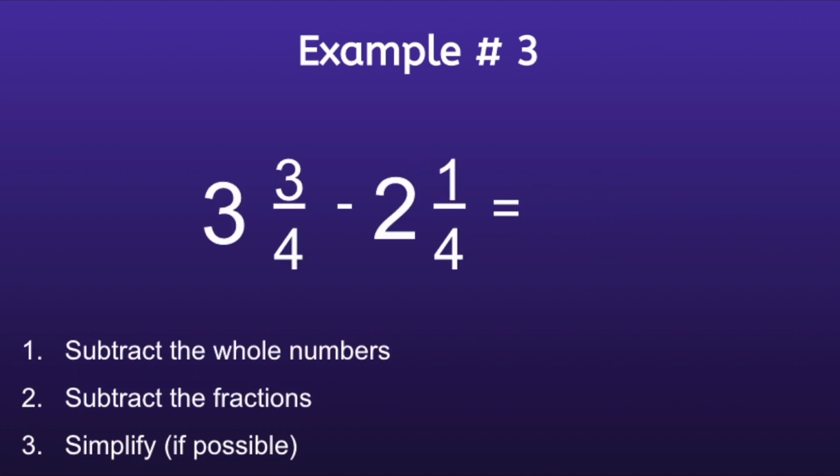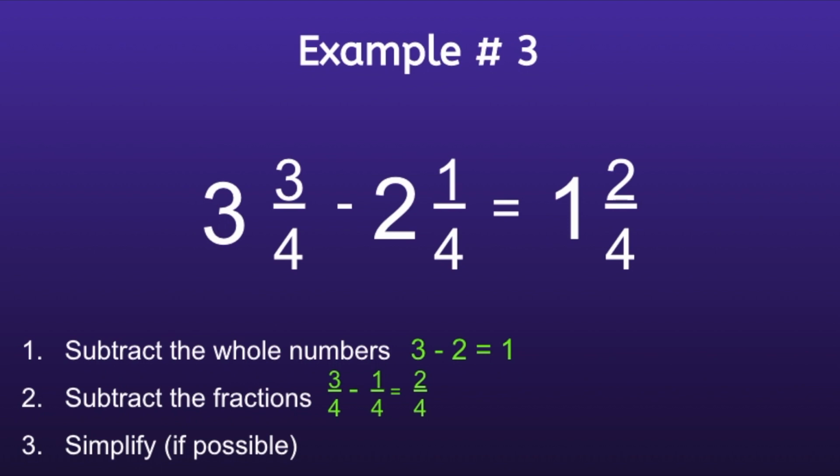Example number 3. 3 and 3/4 minus 2 and 1/4. Step 1. Subtract the whole numbers. 3 minus 2 is equal to 1. Step 2. Subtract the fractions. 3/4 minus 1/4 is equal to 2/4. So now our answer is 1 and 2/4.